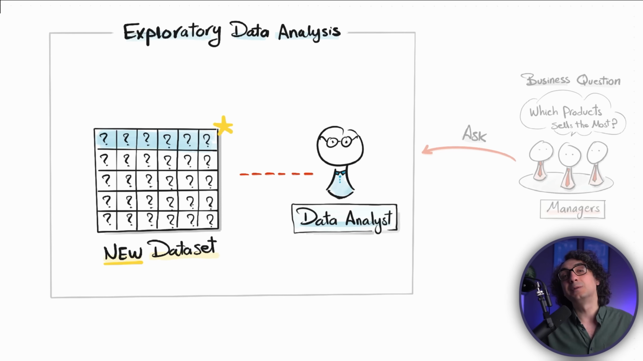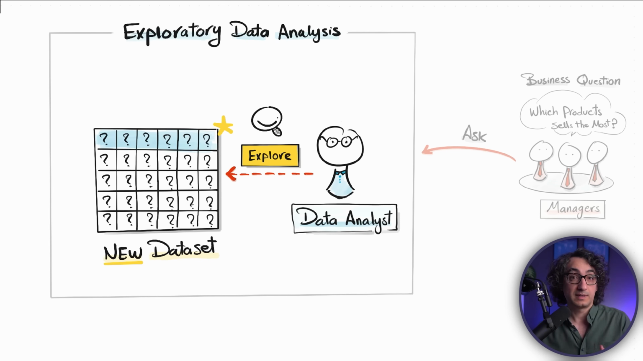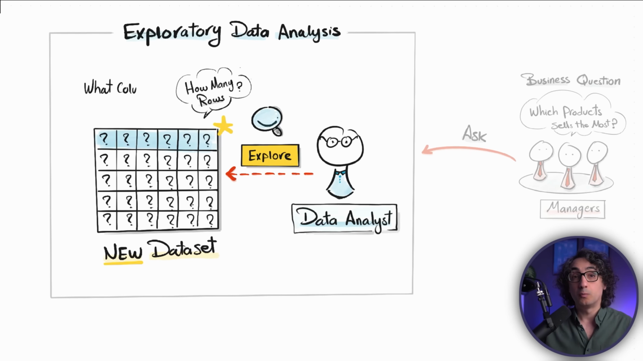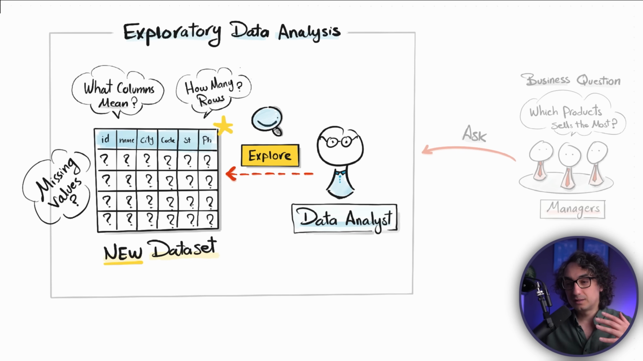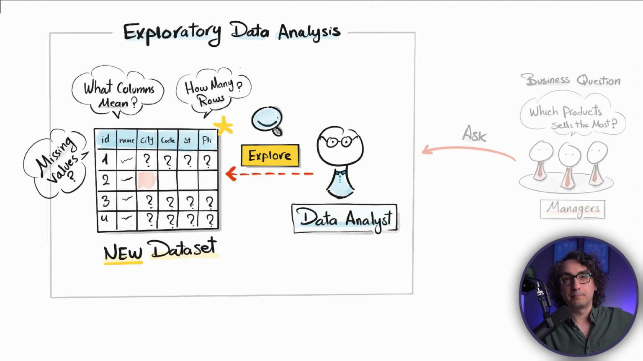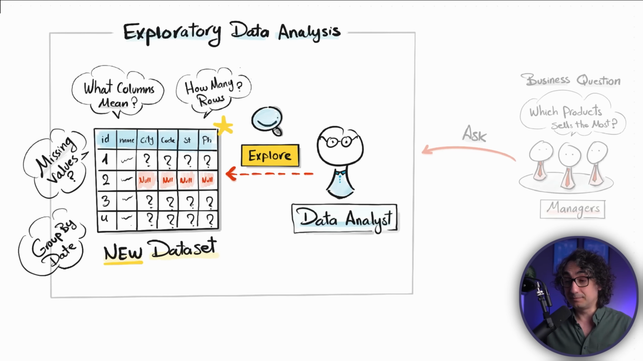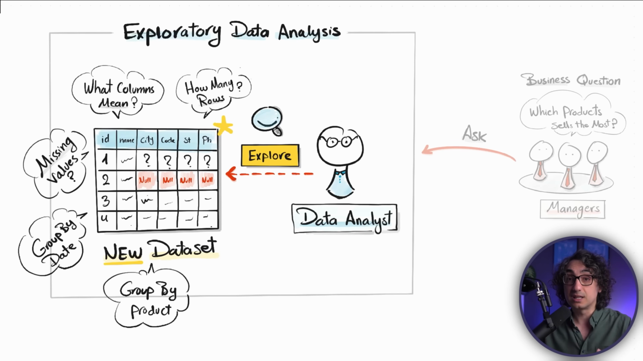And this activity, we call it exploratory data analysis, EDA. So that means you have to start checking some basics, like how big the data set is, what the columns mean, whether we have any missing values. Then you start doing some basic stuff like grouping by time, by regions, by products, and all those activities maybe have nothing to do yet with the real business question. You are just exploring it.